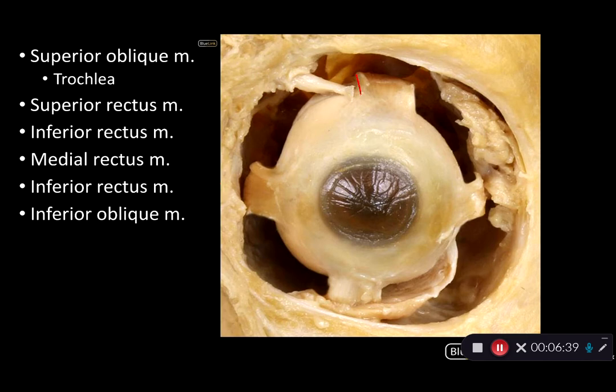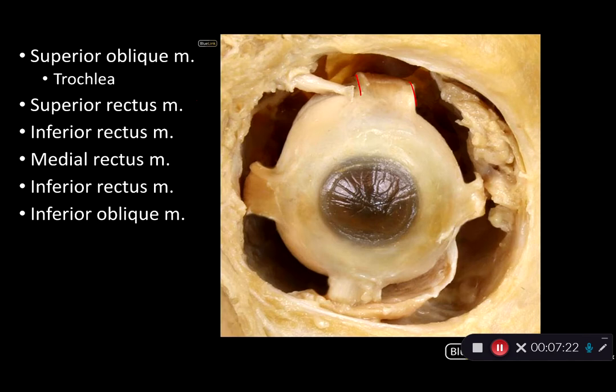Next we have the superior rectus muscle. The superior rectus muscle attaches from the common annular tendon at the posterior portion of the orbit to the sclera of the superior eye. Superior rectus is innervated by the oculomotor nerve, that's cranial nerve 3, specifically its superior division. And when superior rectus is activated, that's going to adduct and elevate the eye.